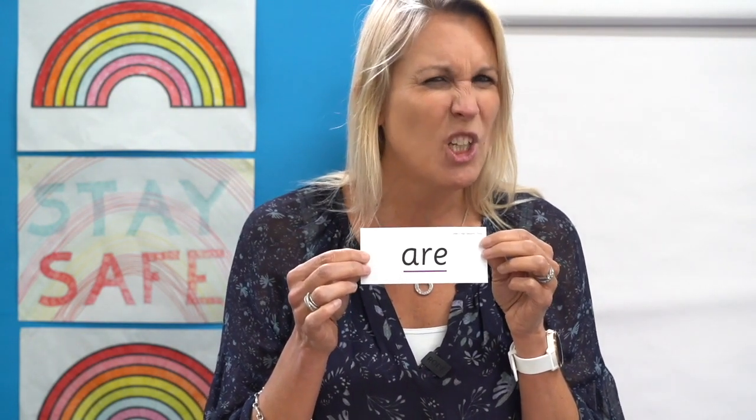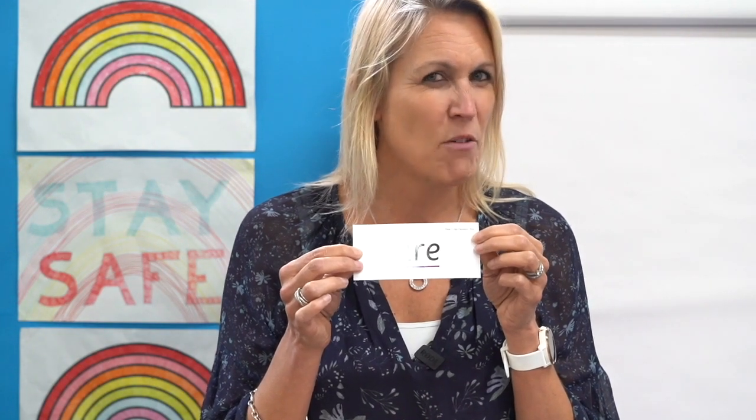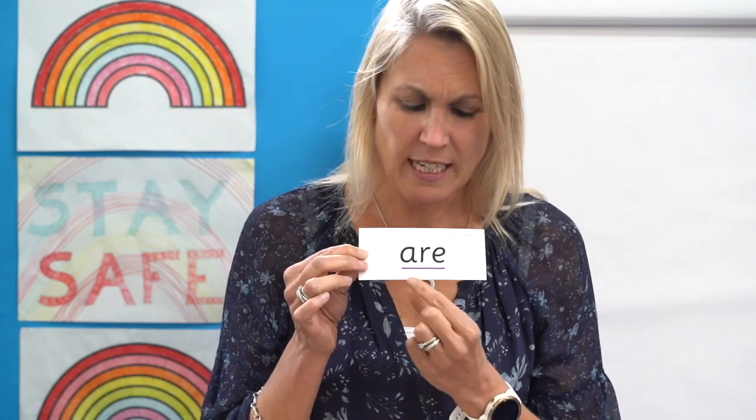Let's try another one. What about this one? Can you remember the tricky bit of this word that you already know how to read? Have a good look. Can you remember? It's tricky because all of these letters say R. Can you read the word? Well done. Let's read it together. R. This word says R.